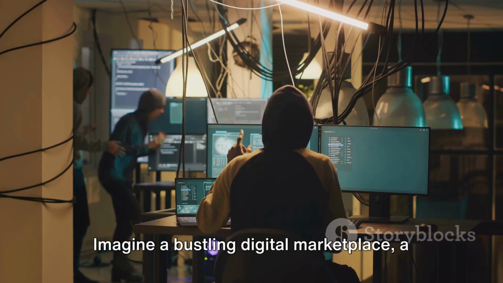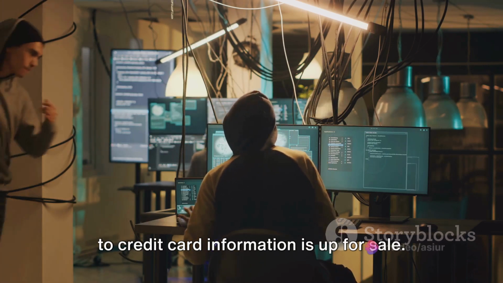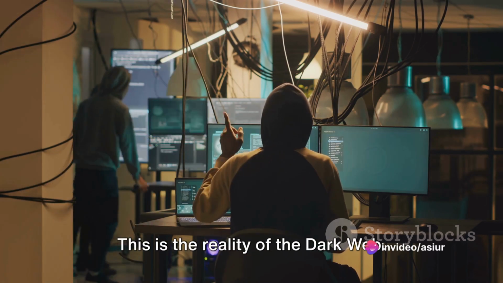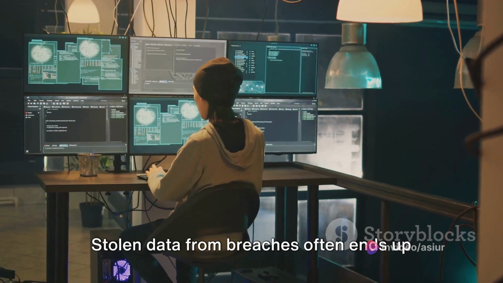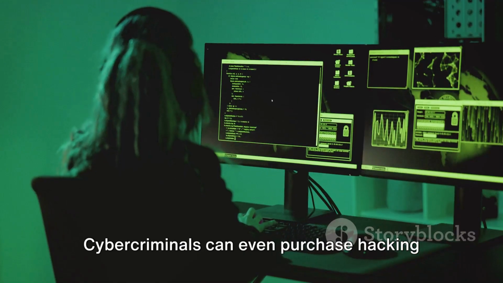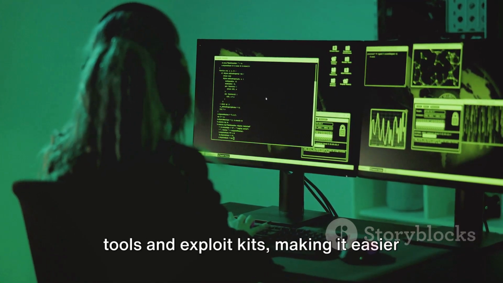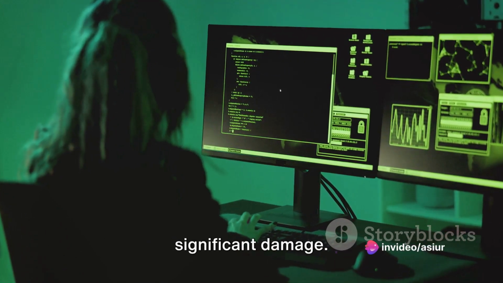Imagine a bustling digital marketplace, a place where everything from personal data to credit card information is up for sale. This is the reality of the dark web. It's a hub for data breaches and cybercrime. Stolen data from breaches often ends up here, traded or sold to the highest bidder. Cybercriminals can even purchase hacking tools and exploit kits, making it easier for even novice hackers to cause significant damage.